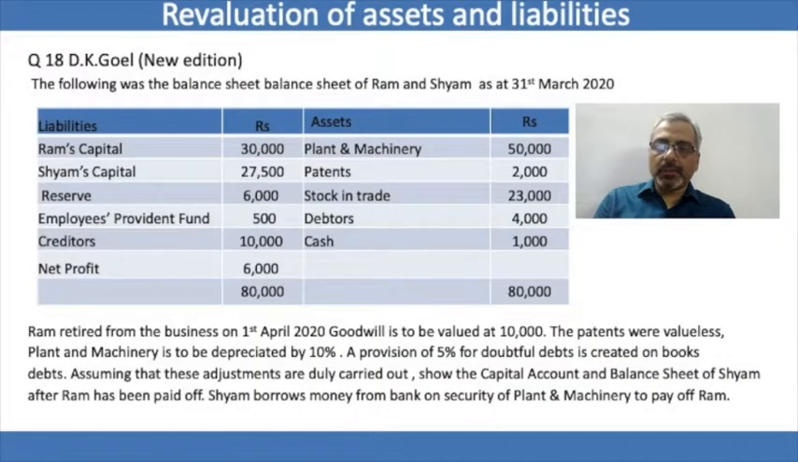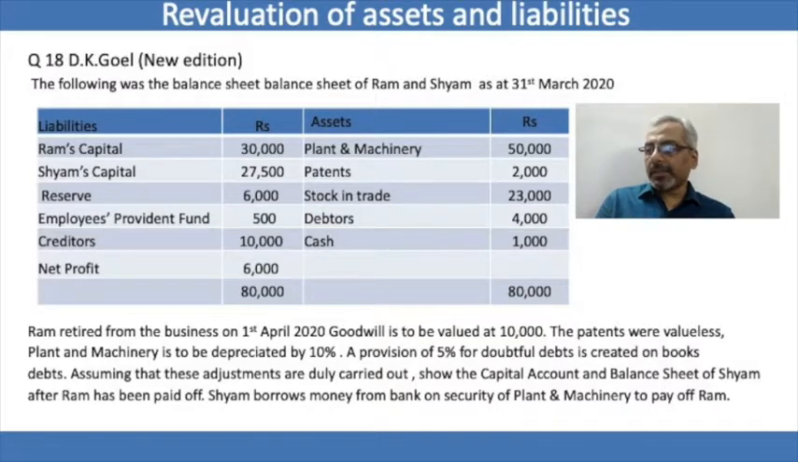Now let us read the question, which is question number 18 of DK Goel, in which there are two partners, Ram and Sham. The balance sheet is given on 31st March 2020, and you can very clearly see the liabilities and assets are given. In the liabilities, you have Ram's capital and Sham's capital, which is given as 30,000 and 27,500 respectively. You have a reserve of 6,000, you have employee provident fund 500, then you have creditors of 10,000 and net profit of 6,000.